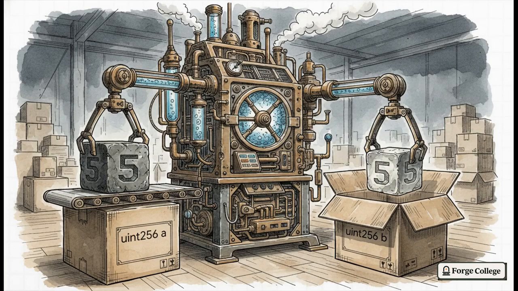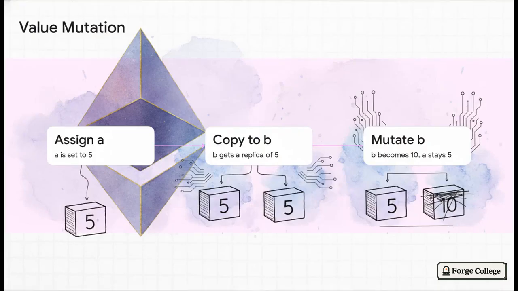Simple enough, right? Well, if we trace the execution here, step 1 puts the number 5 into box A. Step 2 creates a brand new replica of that 5 and puts it into box B. So in step 3, if we decide to mutate B to 10, what actually happens to A? Absolutely nothing. Box A still holds the number 5. It's independent, safe, and entirely isolated.